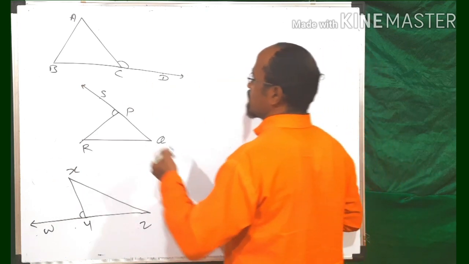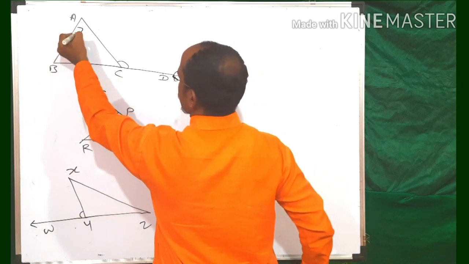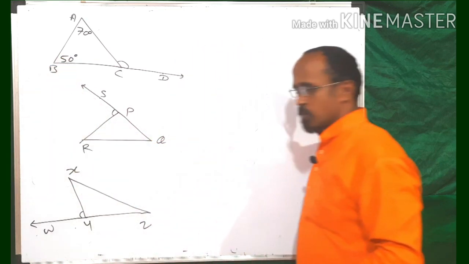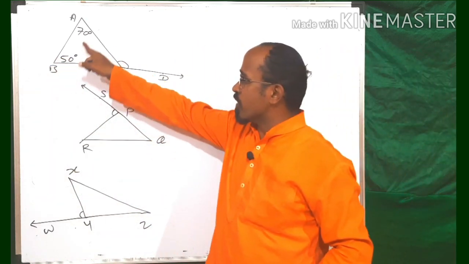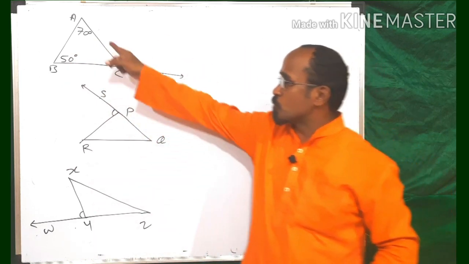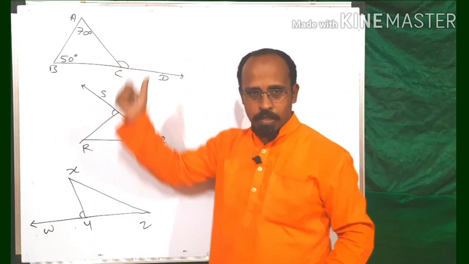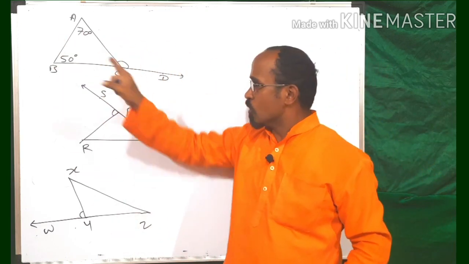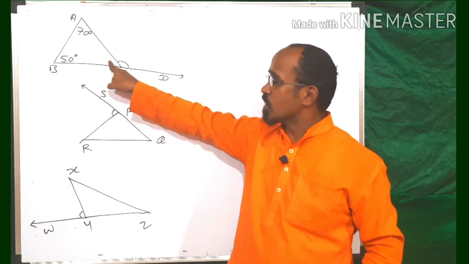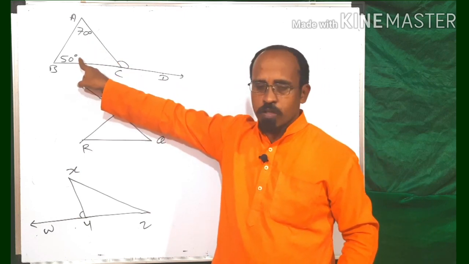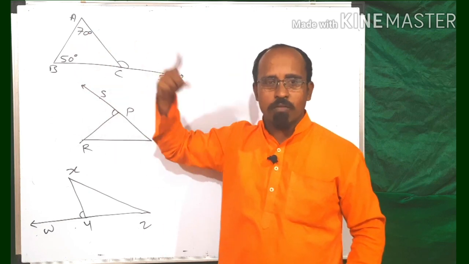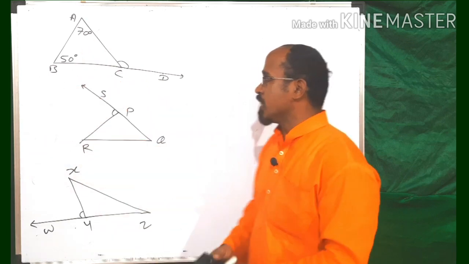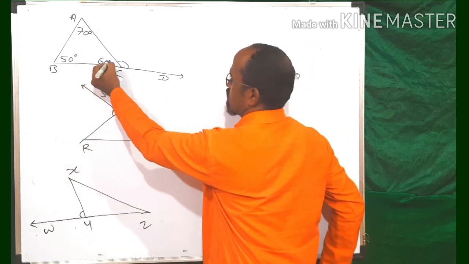Suppose in triangle ABC, angle A is equal to 70 degrees, angle B is equal to 50 degrees. If these two angles are given, we can find out the measurement of the other angles. Let us see how. Addition of all the three angles is equal to 180 degrees. So what will be the third angle? 70 plus 50, 120, and all three angles are 180. So the third angle will be equal to 180 minus 120, which is equal to 60 degrees.